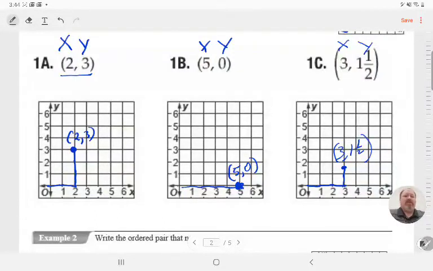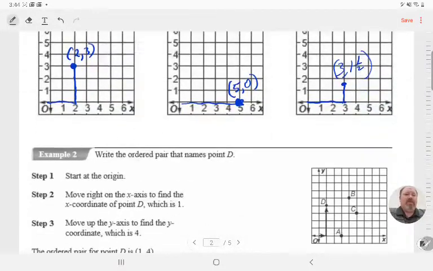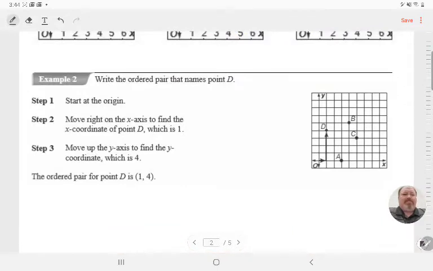How'd you do? Pretty good? All right. Let's see, number 2. We are to write the ordered pair that names point D. So now we're to identify what point D stands for. Okay? All right, let's see what we got.